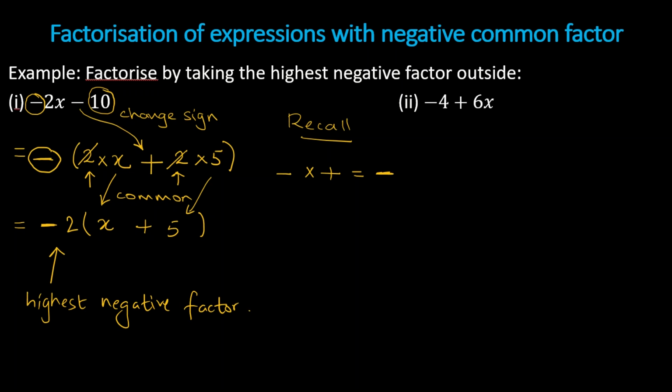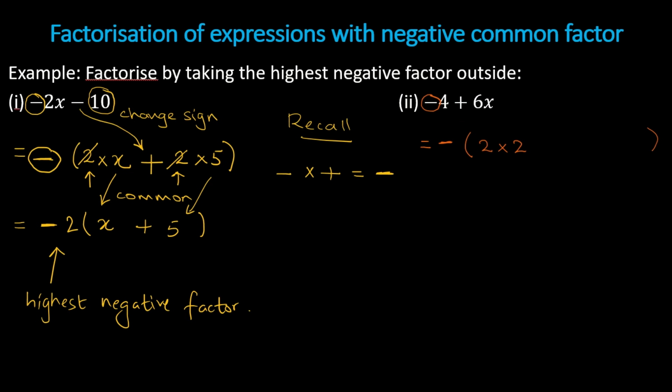Let us see a second example. The second part is negative 4 plus 6x. What is the first step? The first step is to take this negative sign outside a pair of brackets. What is 4 in expanded form? It is simply 2 times 2.